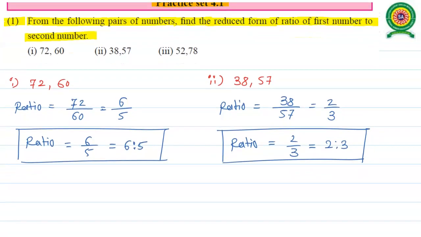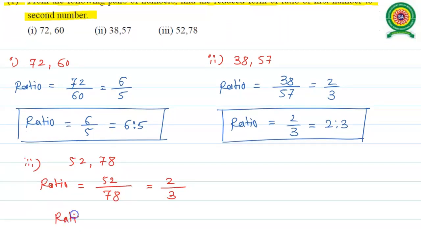Now look at the third sub question, which is in the form 52, 78 are the two numbers. So the ratio of first number to that of second number, we have 52 divided by 78. Now we have to convert it in terms of the least form or the simplest form or the reduced form. So we have 26 twos are 52 and 26 threes are 78. So the ratio of first number to that of second number, we have 2 divided by 3, or we may write it in the form 2:3.